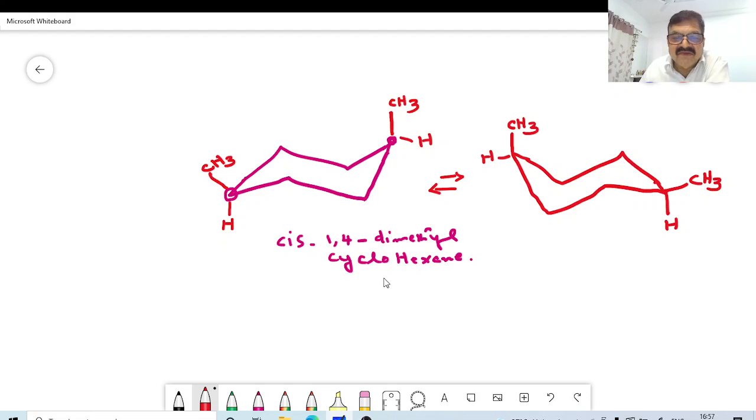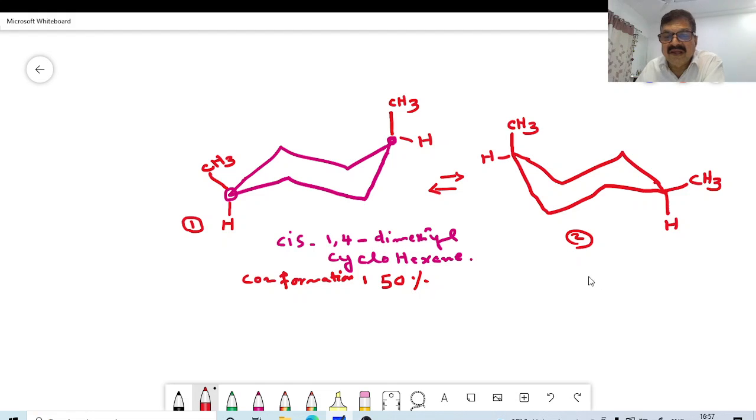So we can say in a mixture of these two, conformation 1 is 50%, equally stable. This is conformation 1 and this is conformation number 2. So this can be 50% and this can also be 50%. This is how we have to draw cis and trans. This is the cis isomer, conformation 1, conformation 2. The cis isomer has both groups on the same side of the ring. It can be either both up bond or both down bond.